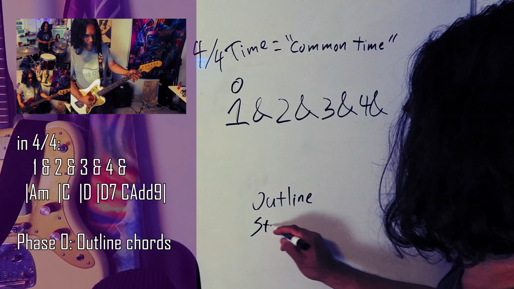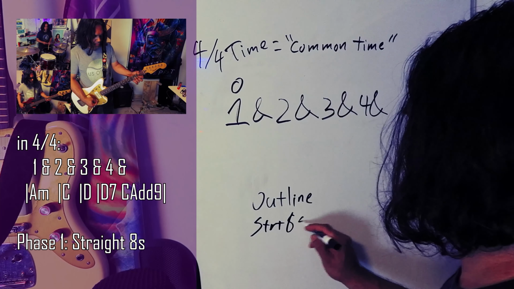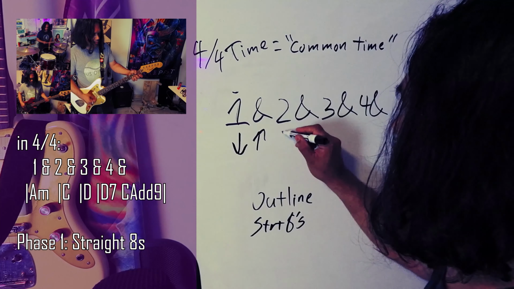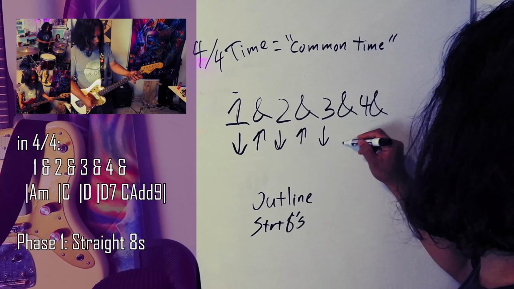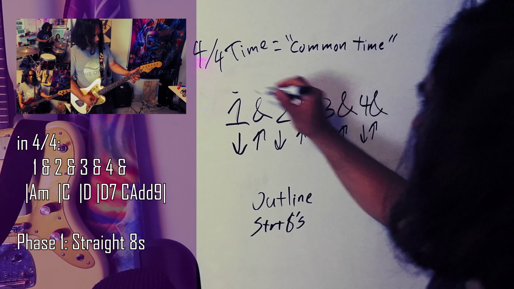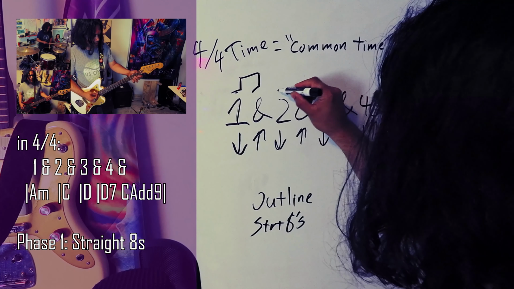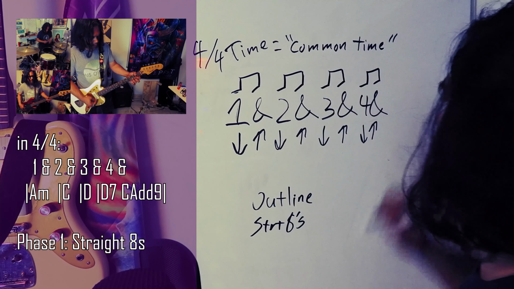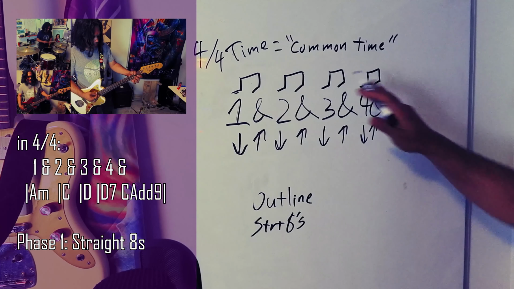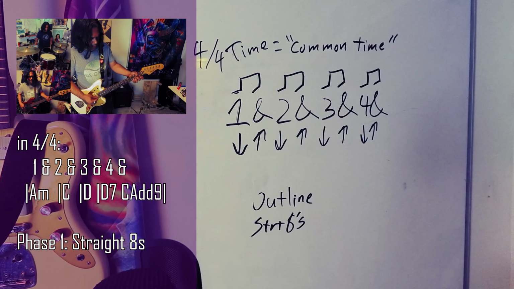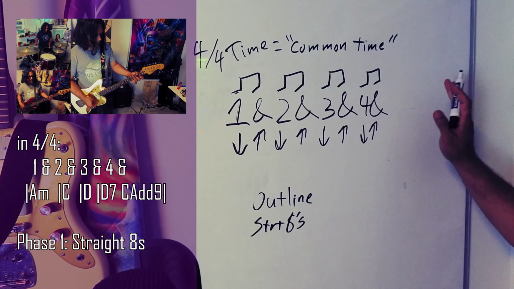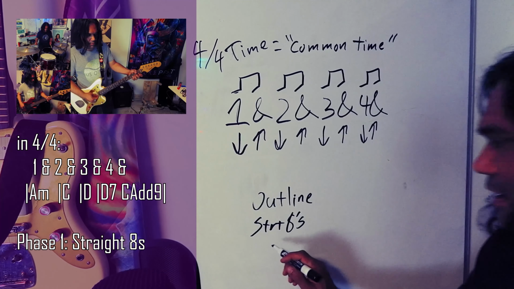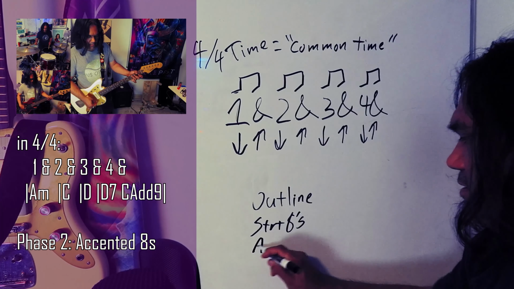Phase 1 is going to be what I call straight 8s. And that's when you're playing each of these, where you're doing a downstroke on the number and an upstroke on the "and", and musically that would look like this. Pretty straightforward stuff, but it does take a little bit of work to get really consistent with it and practicing your chord switches so that as you end one bar and go to the next, you can continue to outline the chords. So when the chords change, just keep a straight rhythm like this, and then you can start doing some accents.